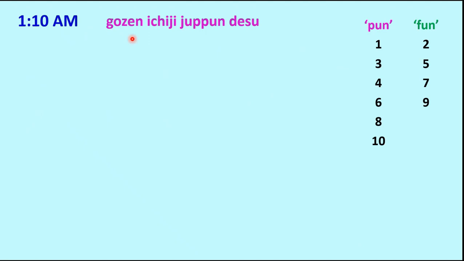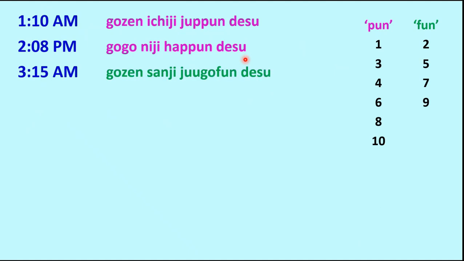Gozen ichiji juppun desu. And juppun, this is 10, that's why it is pun. For the sake of clarity, we will be using this purple color wherever we are using pun and green color wherever we will use hun. 2:08 p.m. That is 8 minutes past 2 p.m. Gogo niji happun desu. Gogo is p.m., niji is second hour or 2 o'clock, happun is 8 minutes. Gogo niji happun desu.